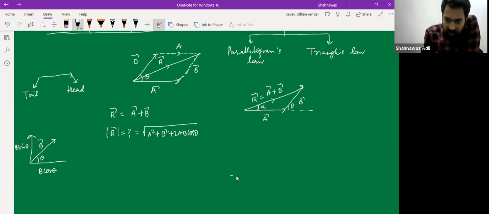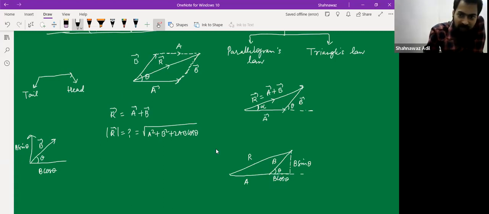So let us draw this diagram here. So we have this kind of diagram, right? And we are writing only the magnitude, right? So this is theta, this is B. So perpendicular would be what? This would be B sine theta, right? And this would be how much? B cos theta, right? This part would be B cos theta. This part would be B sine theta, right?